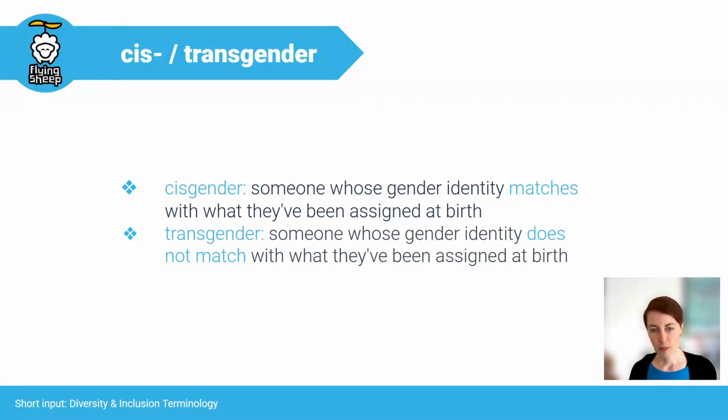Now, these people may identify with more than one gender, a separate third gender, they have a fluid gender identity, or they reject the concept of gender altogether. But they have in common that they don't fit into the binary gender system.